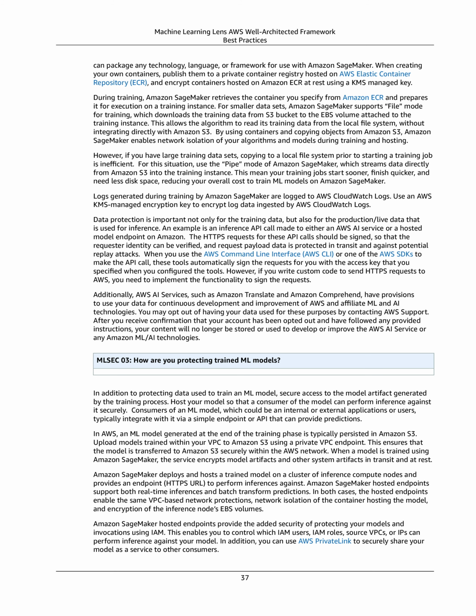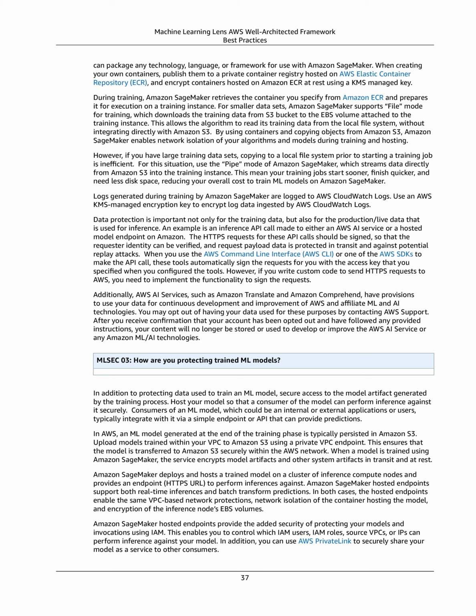Additionally, AWS AI services, such as Amazon Translate and Amazon Comprehend, have provisions to use your data for continuous development and improvement of AWS and affiliate ML and AI technologies. You may opt out of having your data used for these purposes by contacting AWS Support. After you receive confirmation that your account has been opted out and have followed any provided instructions, your content will no longer be stored or used to develop or improve the AWS AI service or any Amazon ML/AI technologies.